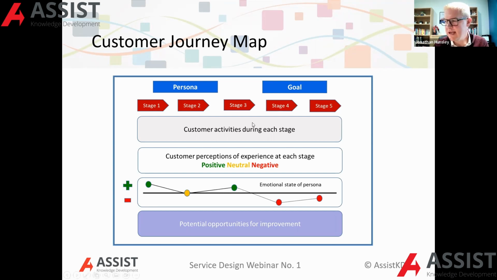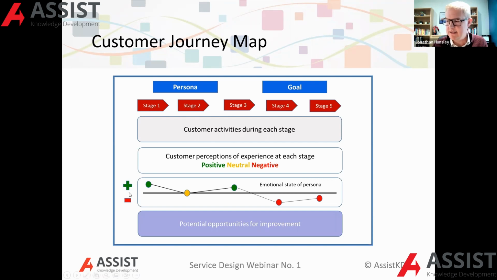You have the high-level stages, and this should include the stages prior, during, and after the consumption of or use of the product or service that you're mapping the customer journey map for. You then describe the activities of the customer during each stage. So you're starting to fill out some detail and understand what the customer is doing at each of the stages. You're also describing their perceptions of the journey during each stage and describing their emotional state.